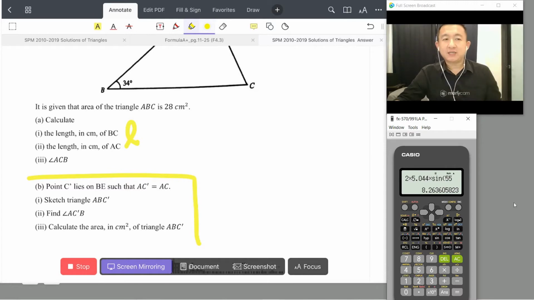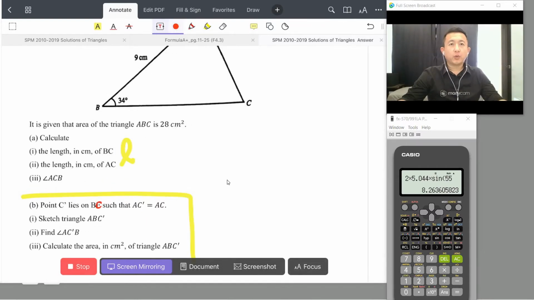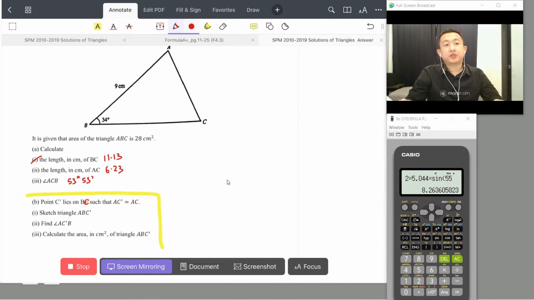So you have point C prime lies on BE. Okay, so we look at this one now. We only look at part B, and for part A assume that you have already found the answer. So A1 BC is 11.13, and AC is 6.23, and angle ACB is 53 degrees 53 minutes. Okay, assume you have the answer now. We look at part B. Understand the question by itself.